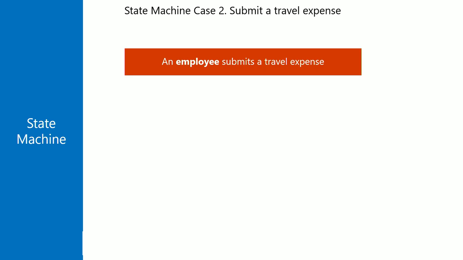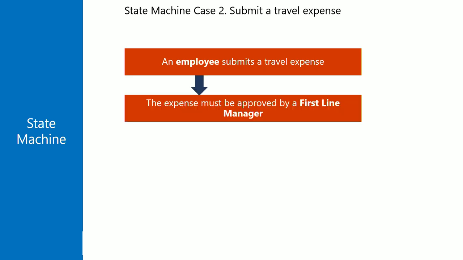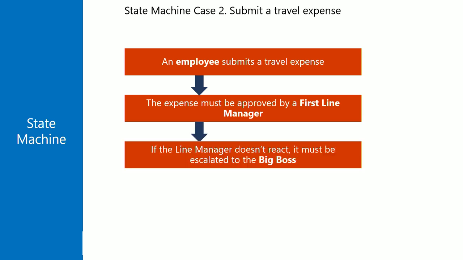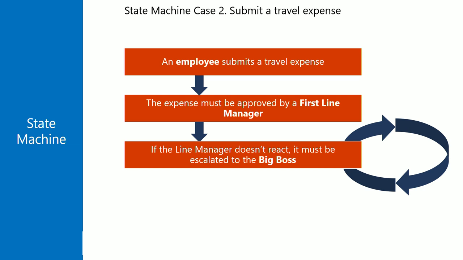Another example of state machine, which is the one I will illustrate in the demo: users submit a travel expense. So an employee submits a travel expense, and then this expense must be approved by a first-line manager. If the first-line manager doesn't react on time, this will escalate to the big boss, right? And if the big boss doesn't react on time, the big boss will be asked again and again until he reacts.